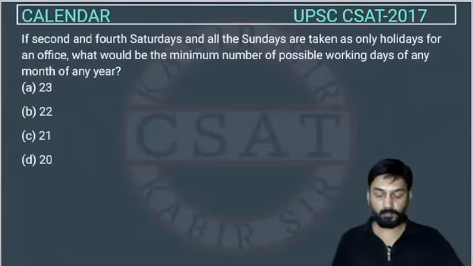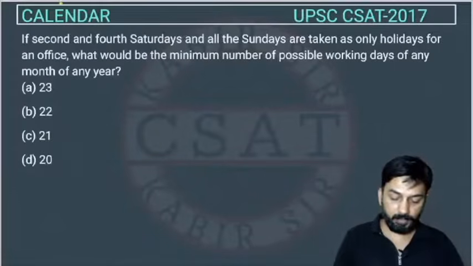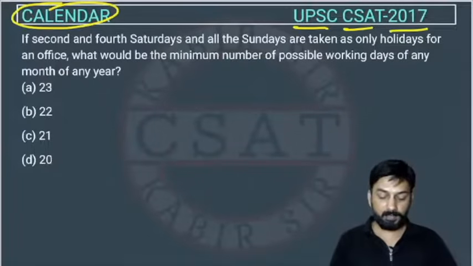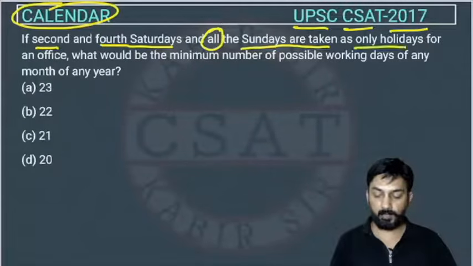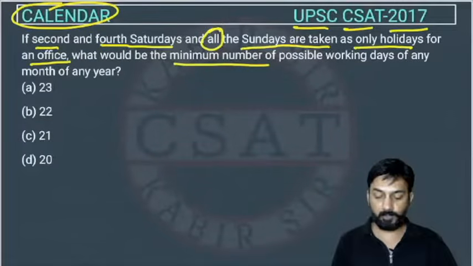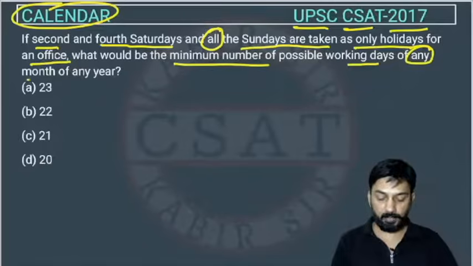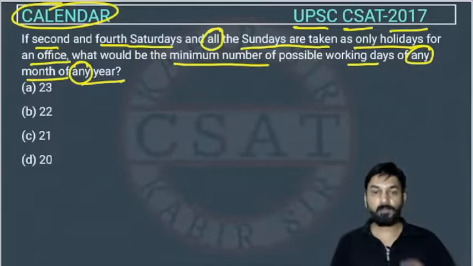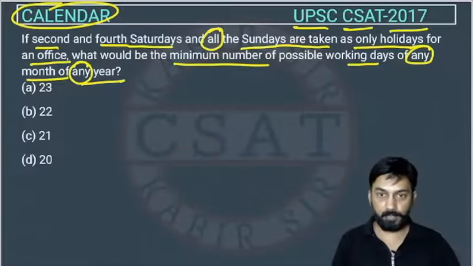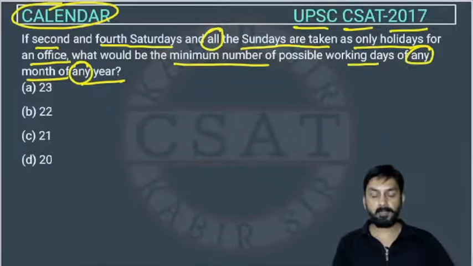Okay. So this is a question from the calendar chapter asked by UPSC in their CSAT exam of 2017. If the second and fourth Saturday and all the Sundays are taken as the only holidays for an office, what would be the minimum number of possible working days of any month of any year? So we have to find the minimum possible number of working days of any month. So if you will see, the minimum number of days will be in February.